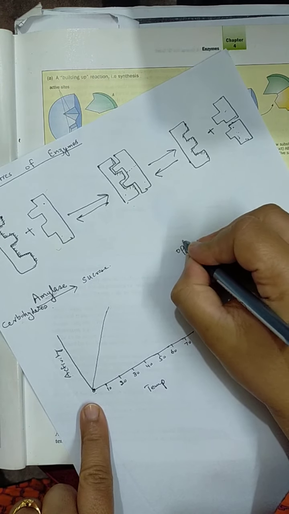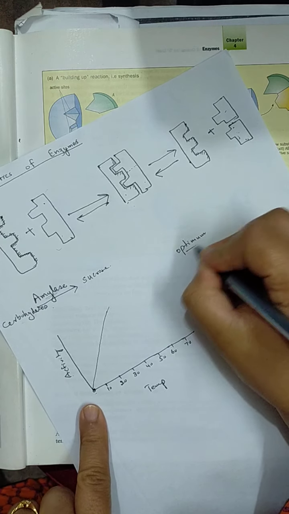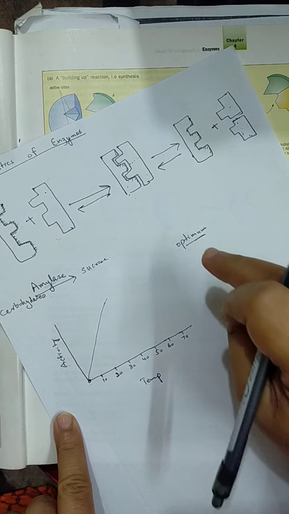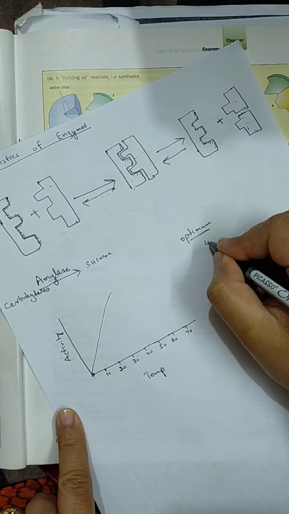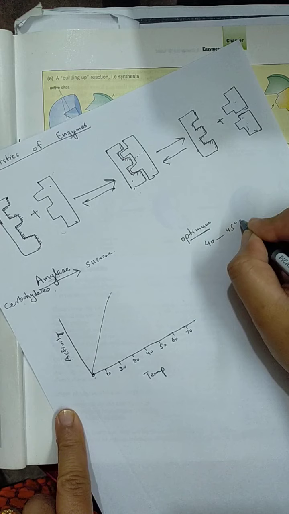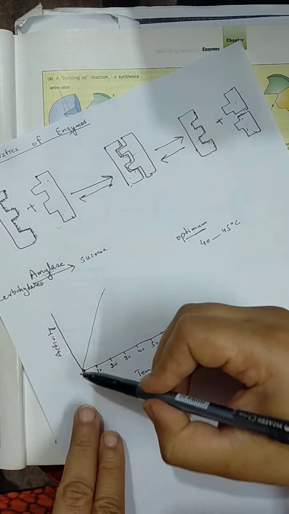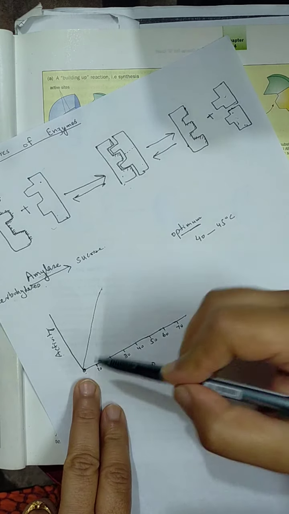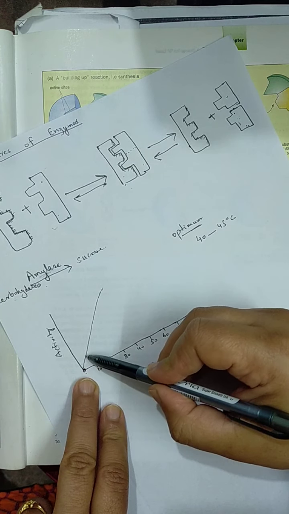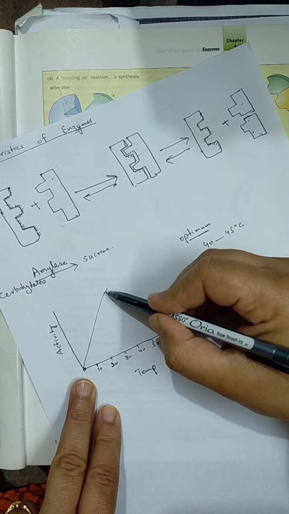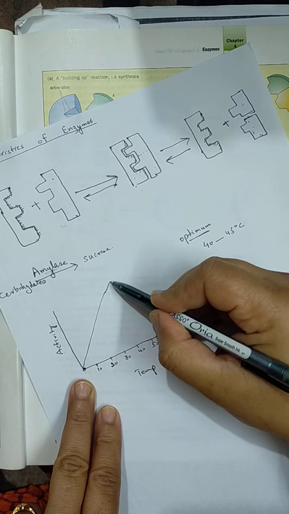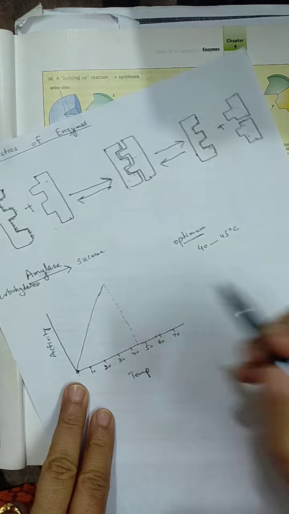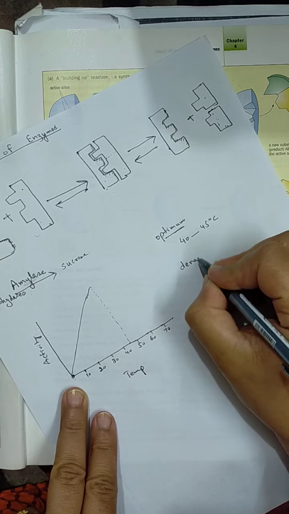What is optimum temperature? Optimum temperature is the temperature at which the enzyme activity will be maximum or best. Mostly this optimum temperature is 40 to 45 degree centigrade. Okay, this enzyme will perform best at this temperature. So with every 10 degree centigrade increase, its rate of reaction will keep on increasing. But after 40 to 45, what will happen? This enzyme will become denatured.